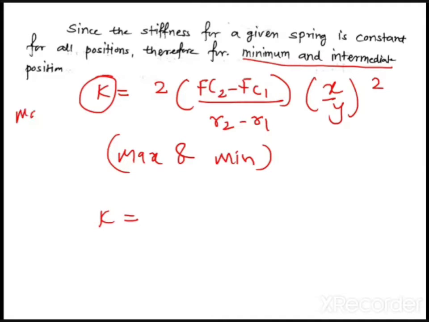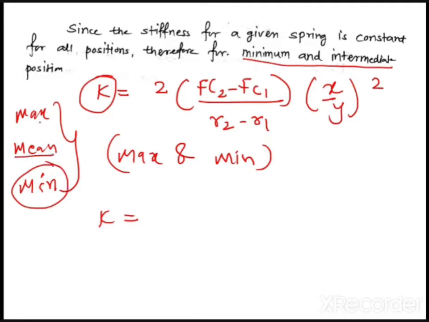See, this is the maximum position, this is the mean, meaning intermediate, and this is the minimum position, right? The minimum position is below the mean, and the maximum position is above the mean. So minimum is always less than maximum and mean, and mean is greater than minimum and less than maximum. So tell me, how will you write this equation for the mean and minimum position? How will you change the equation?